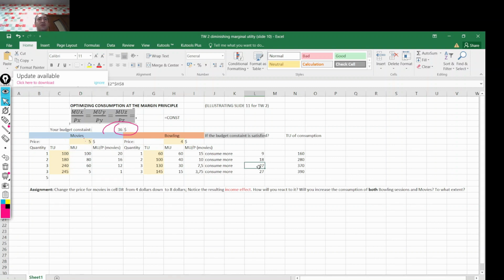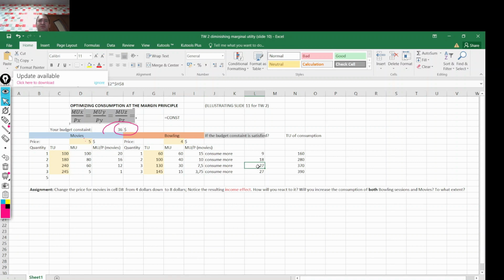What happens? After having consumed 3 of these items and 3 of these items, you can consume more. You can still continue consuming because you don't yet exhaust the entirety of your budget constraint. Again, how and in which order to consume after having spent $27 is determined by the ratio of marginal utilities to prices. If these ratios are like that, 1 for movies and 3.75 for bowling, see what happens.